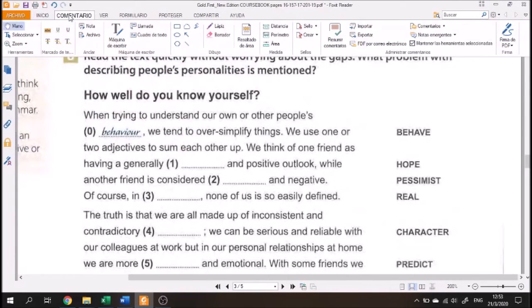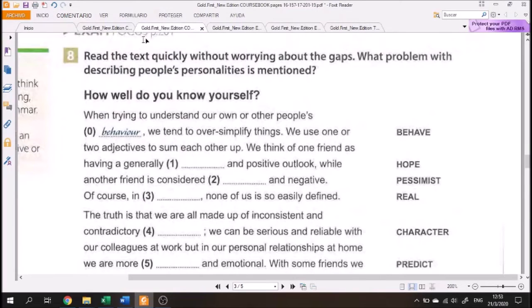How well do you know yourself? When trying to understand our own or other people's behavior, we tend to oversimplify things. We use one or two adjectives to sum each other up. We think of one friend as having a generally positive outlook. We have two adjectives joined by "and", so they have to be the same polarity. It has to be also a positive word, and also an adjective. So they form a couple, let's say. The answer is hopeful and positive outlook.